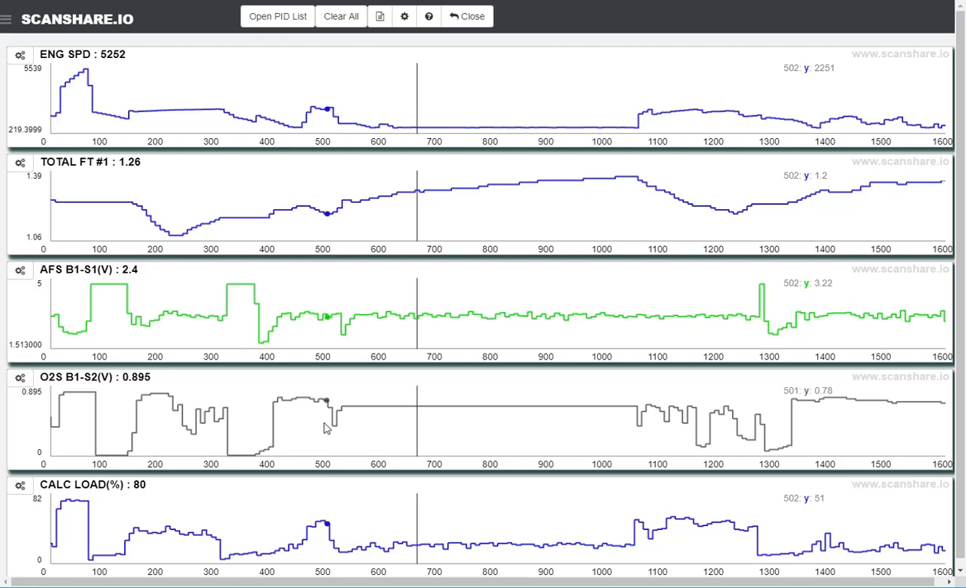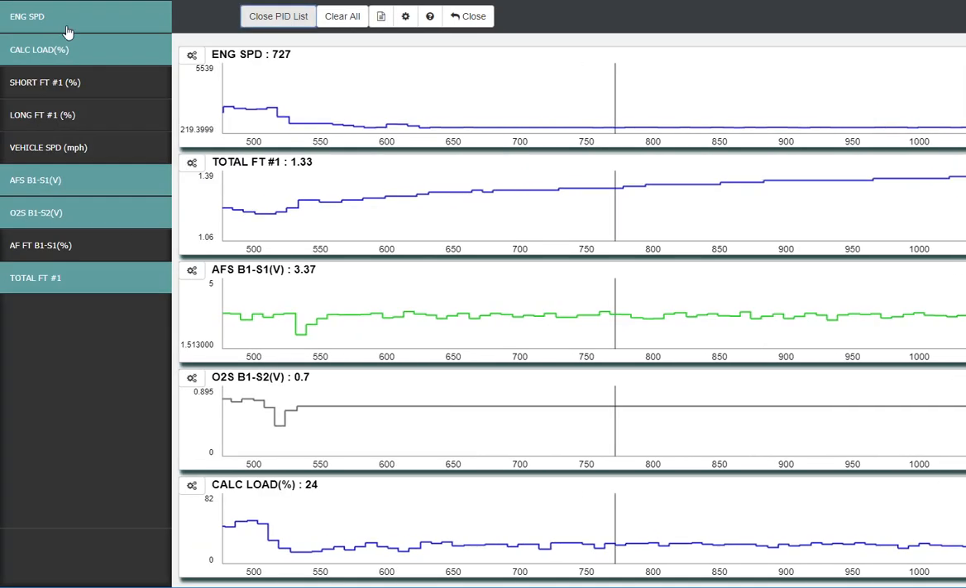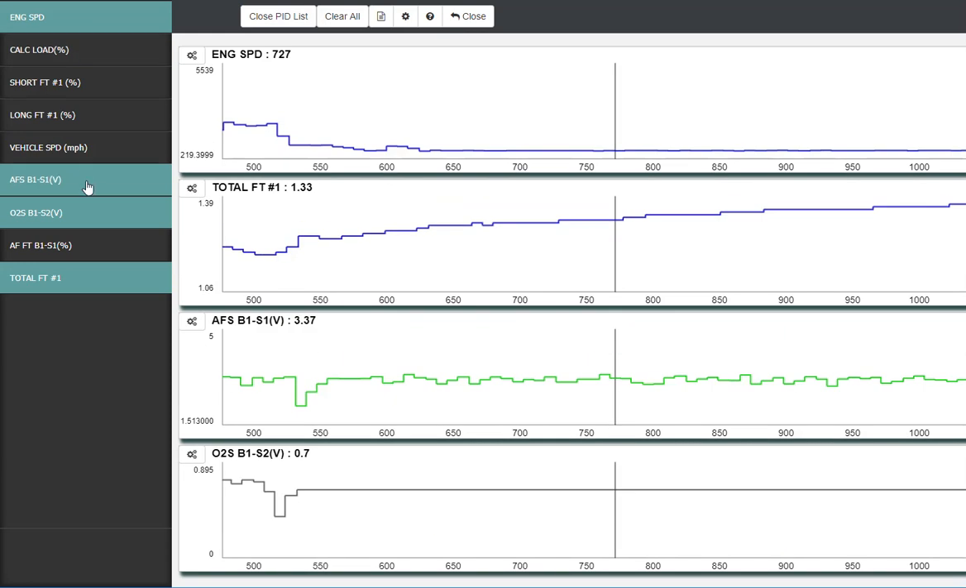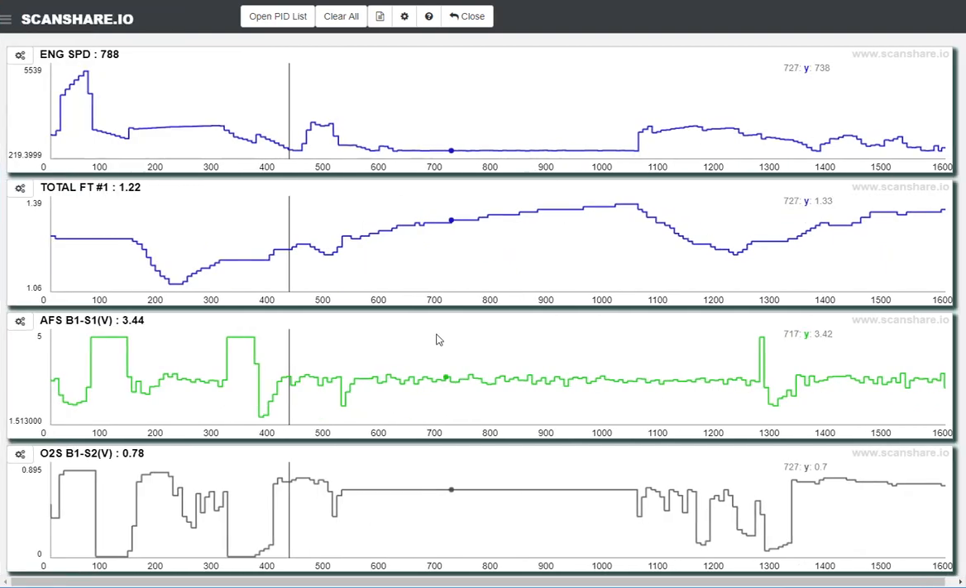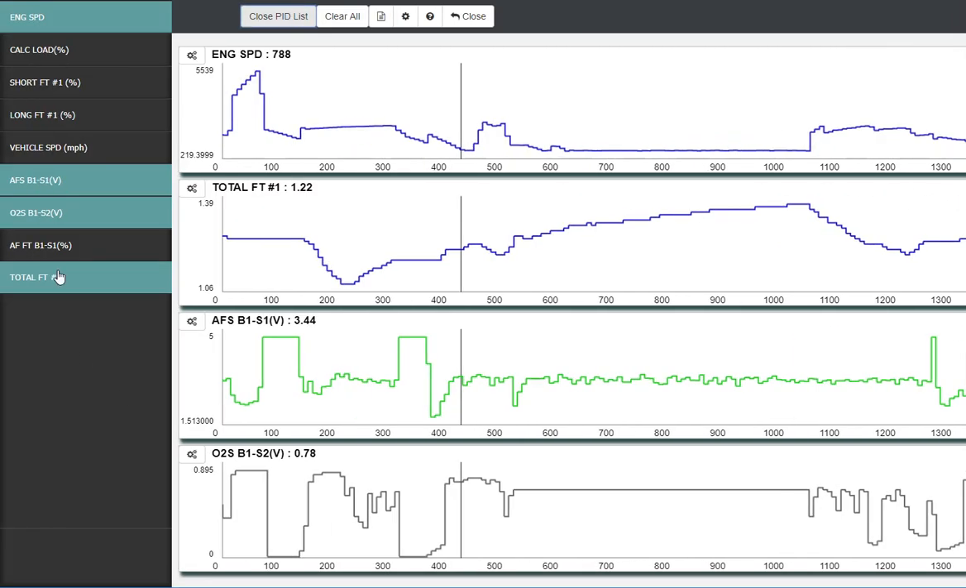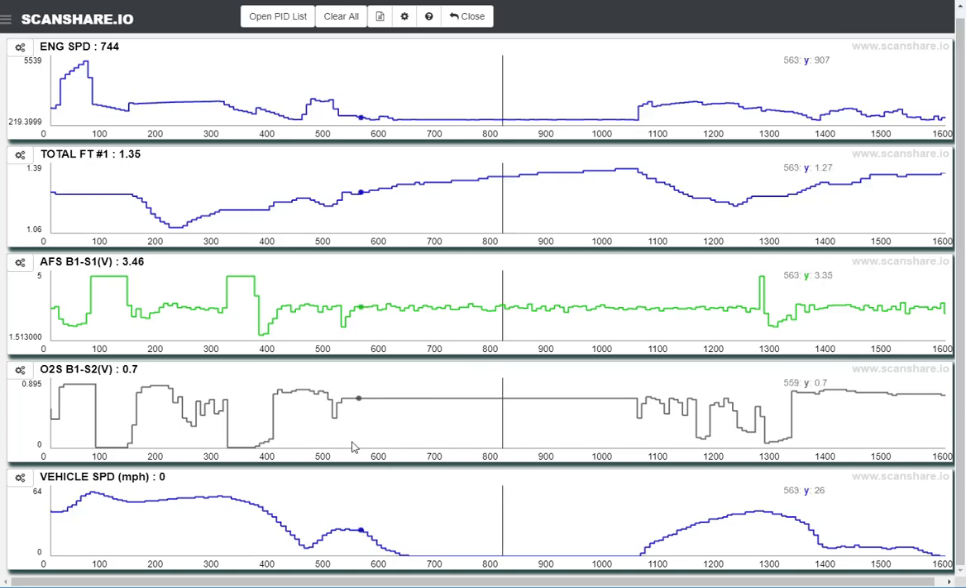stood out for me. This section right here, where my downstream sensor is flat at 700 millivolts. But let's change our PIDs up here, and we're going to get rid of calculated load. Let's not do that. All right. So in this section, vehicle speed. All right, we need that.